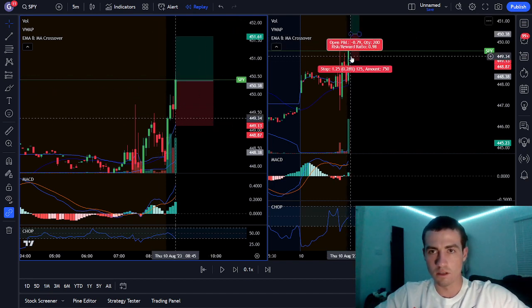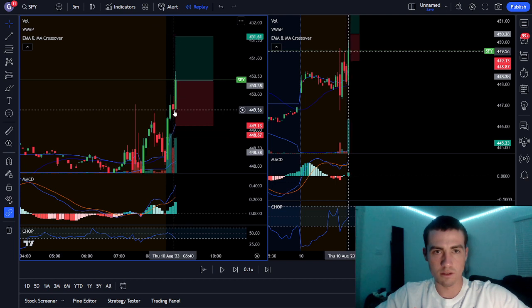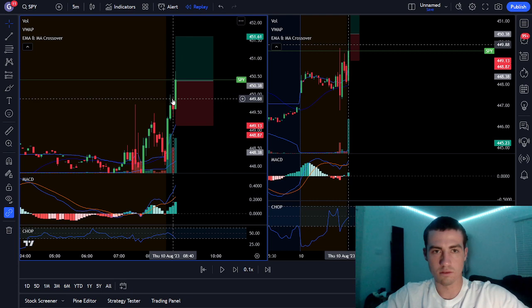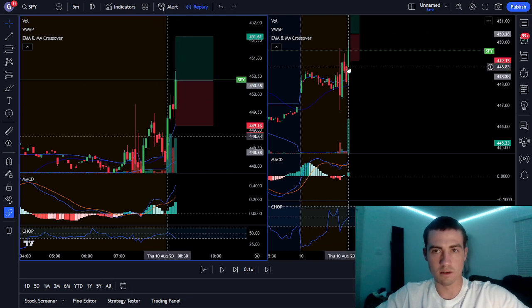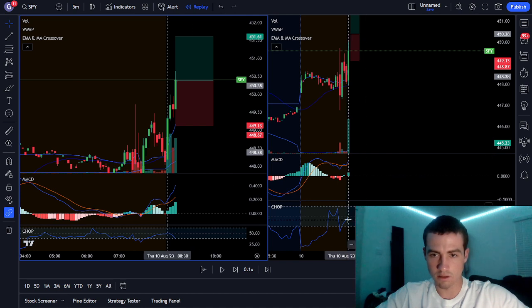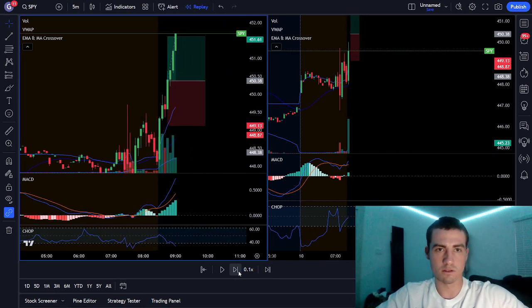you know, oh wait, this is going to be that candle. Okay. So volume is going to be high. You know, MACD is green. Chop is decent. So let's run this and see how it goes.